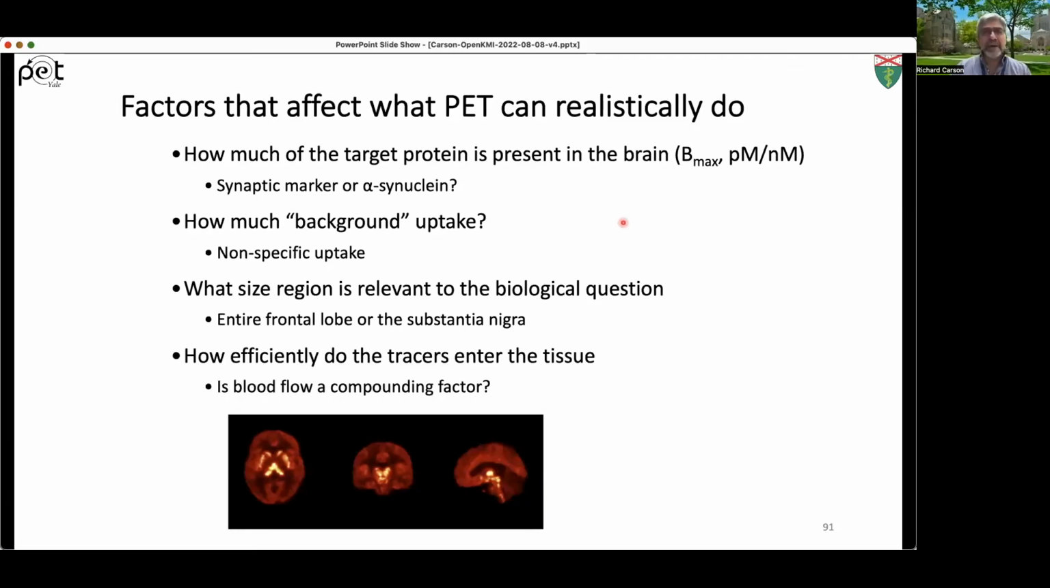When we look at that, how much of the target do we have? I'm talking about the brain. If we have small targets, thinking about maybe alpha-synuclein in Parkinson's, it's a hard one. How much background of that is in our tracers? How big is the region we're looking at? Are we looking at a tiny region or a big region in the brain? And how efficiently did the tracers go in? All these things affect our signal.